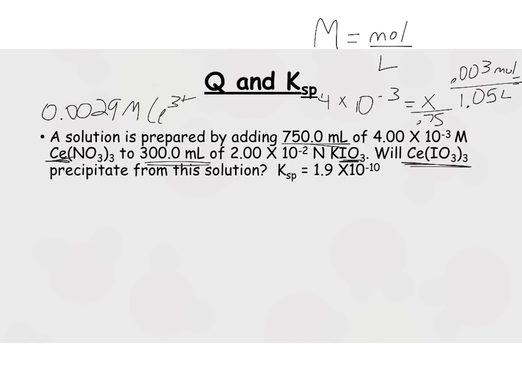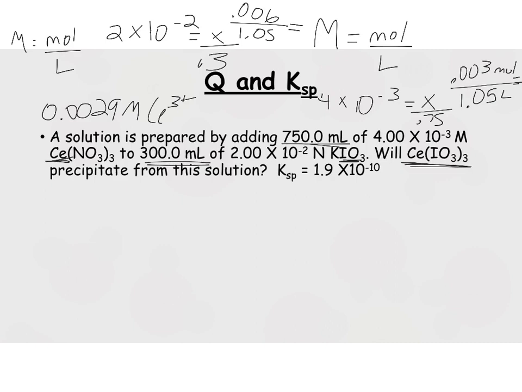All right, now I'm going to do the same thing except for my IO3. So molarity equals moles over liters. So 2 times 10 to the negative second is equal to x over 0.3. And from moles, I got 0.006. And then divide by my liters. And my new, or my actual, concentration of IO3 is going to be 0.0057.